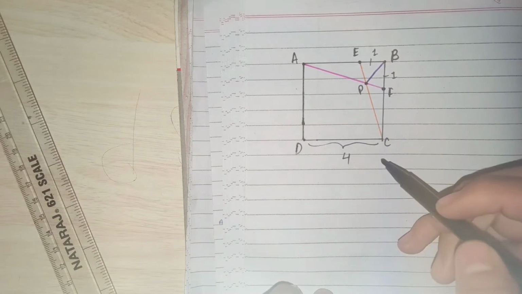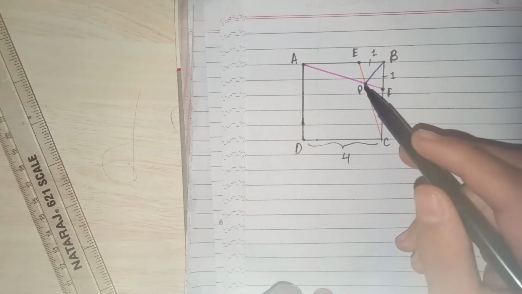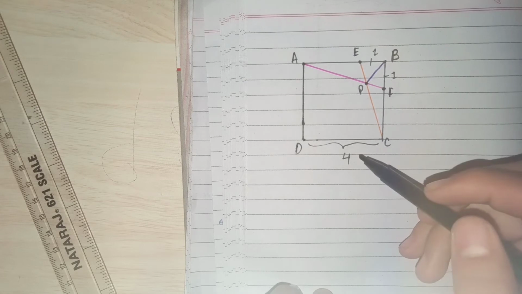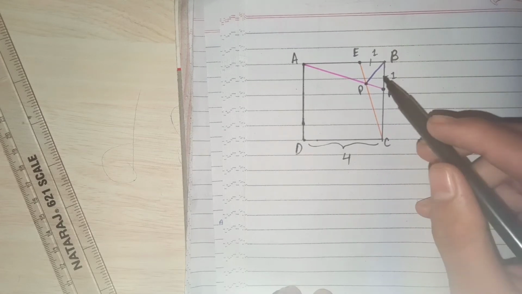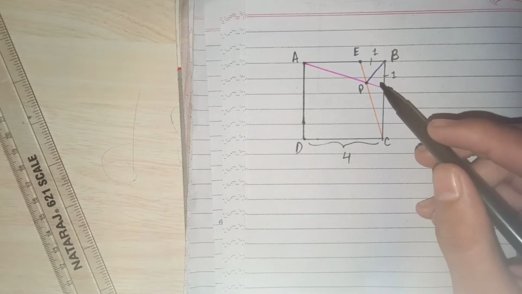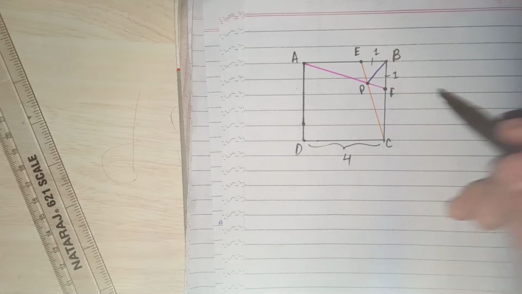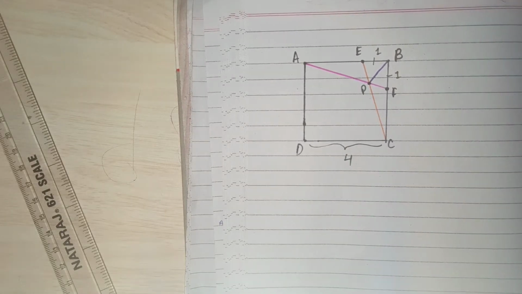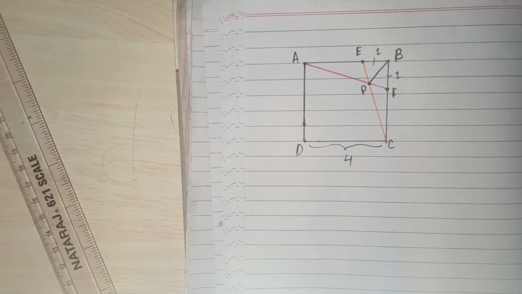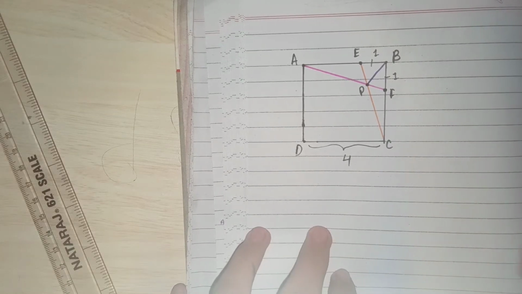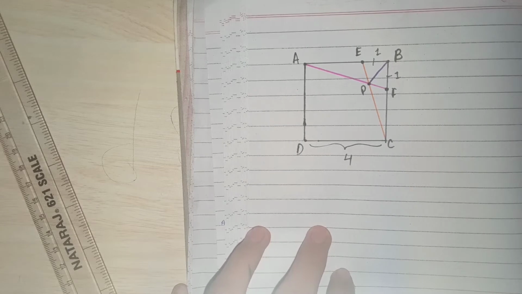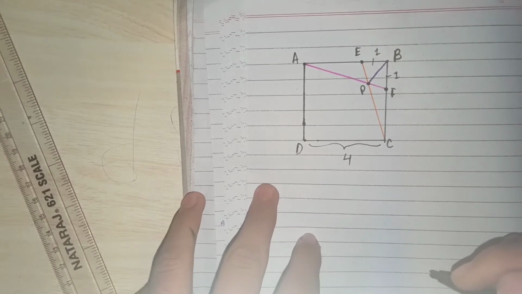Join AF and CE and let them meet at point P. Now, what you have to find is the length of BP. Try this problem on your own, and when you are done, unpause the video to learn how to solve this problem. Alright, assuming that you have had a go at it, let's try to solve this problem together.